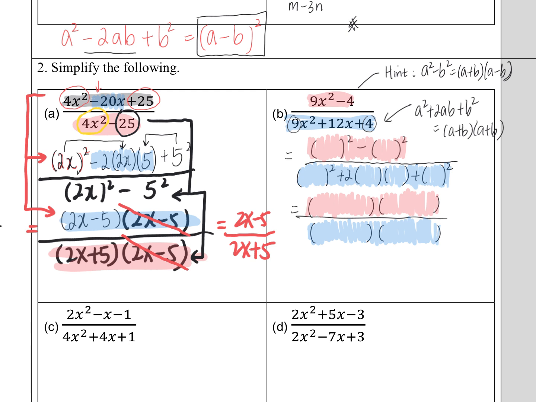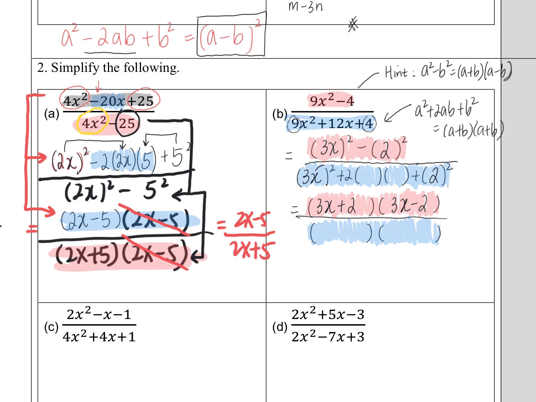Okay, 9x squared. If I break it into bracket squared, what should the number be inside? 3x. Oh, I got it correct. Okay, 4 is what squared? So if I use the rule, I will have (3x plus 2)(3x minus 2). So this is the first top part. Okay, now bottom, same thing. 9x squared, I change it to (3x) squared. 4, I change it to 2 squared.